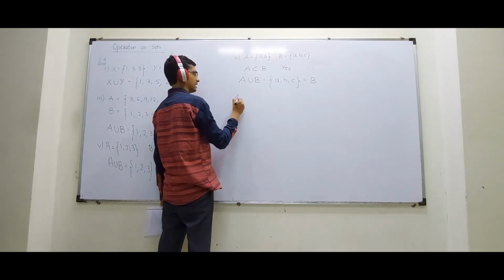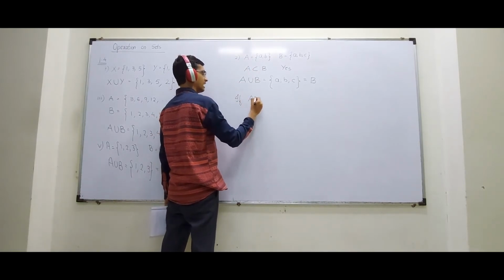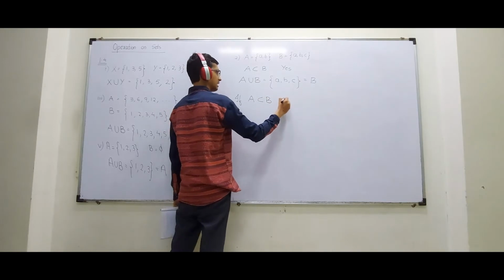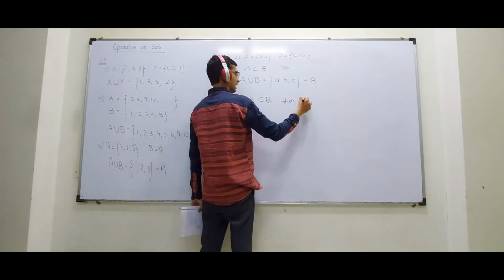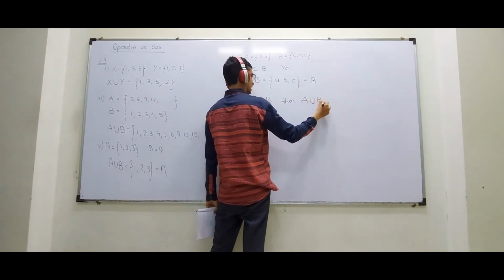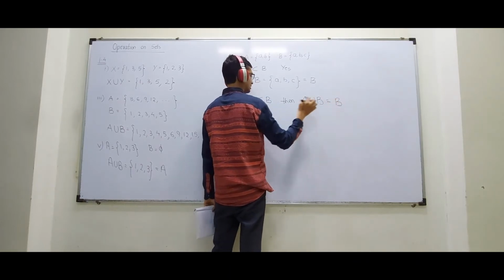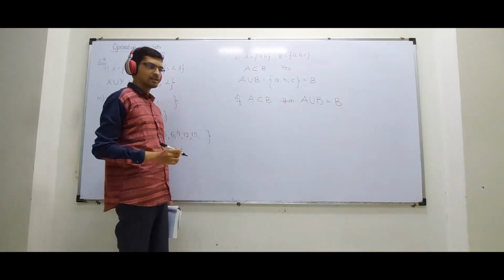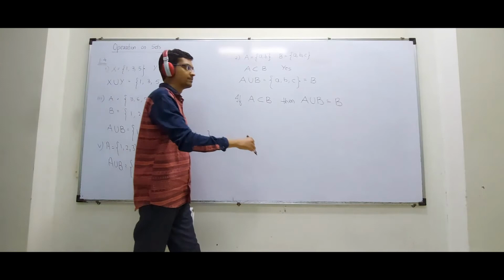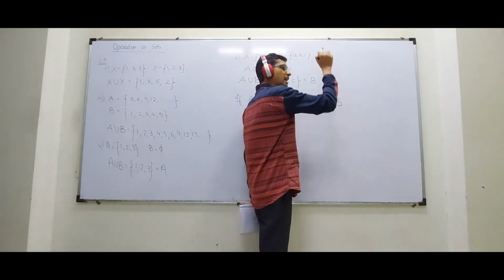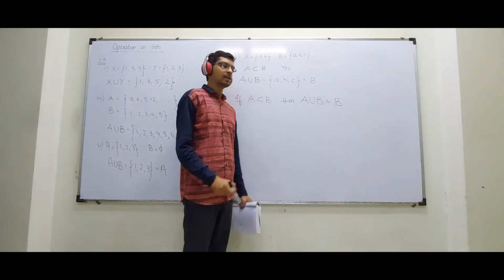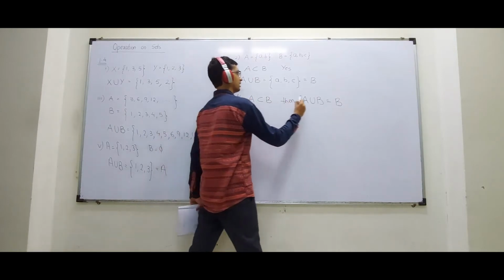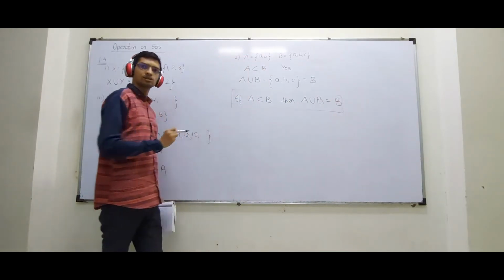Because they want to explain that if A is a subset of B, then A union B will come B because B is leading the race. So if A is a subset of B, then A union B is definitely B. A very important property. Okay, understood?